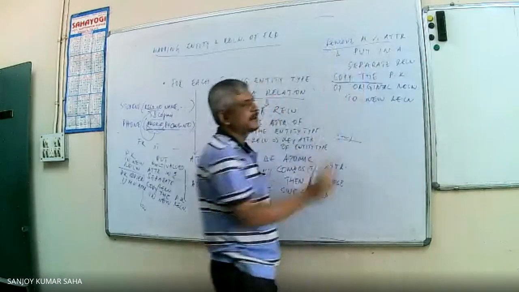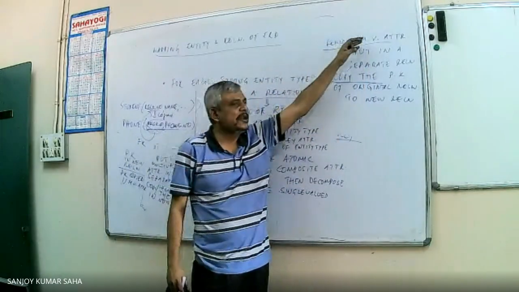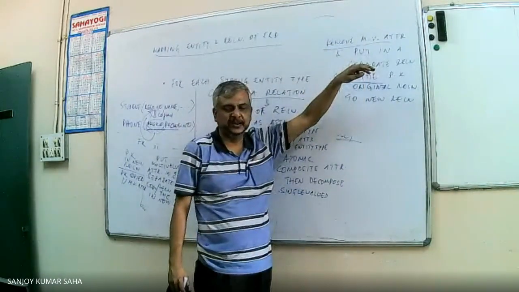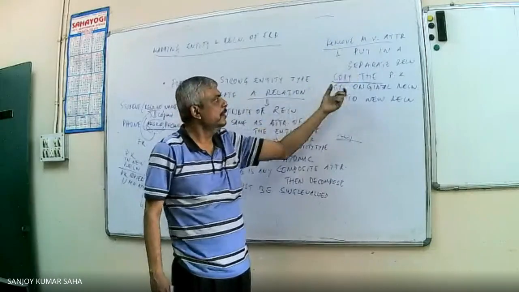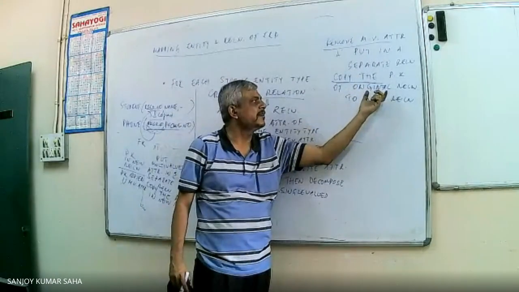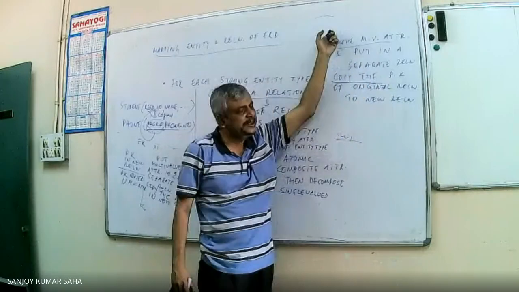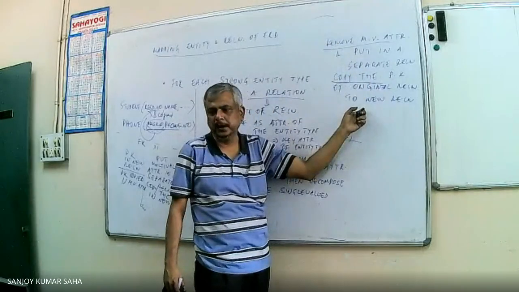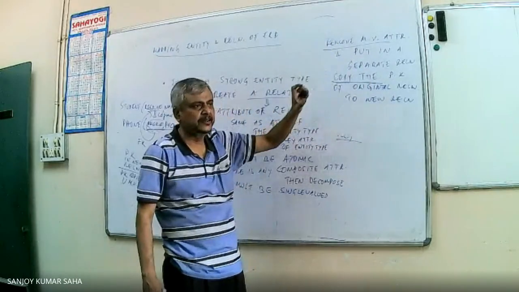Copy. Here I have said remove. The multi-valued attributes will be removed from the original relation and will be put into the new one. But the primary key of the original relation is copied. So it will remain in the old one, and it will be copied to the new one. This is to maintain the connectivity.